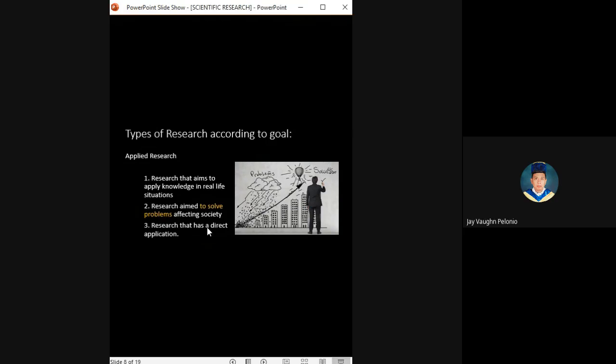But if you are given a scenario, try to determine the goal of the researcher. What does the researcher want to achieve in his research? If the researcher wants to answer something or to know something, then it's basic research. If the researcher wants to solve a problem affecting society, then that is applied research. Let's have a short drill. Kindly type your answer here in the chat box.